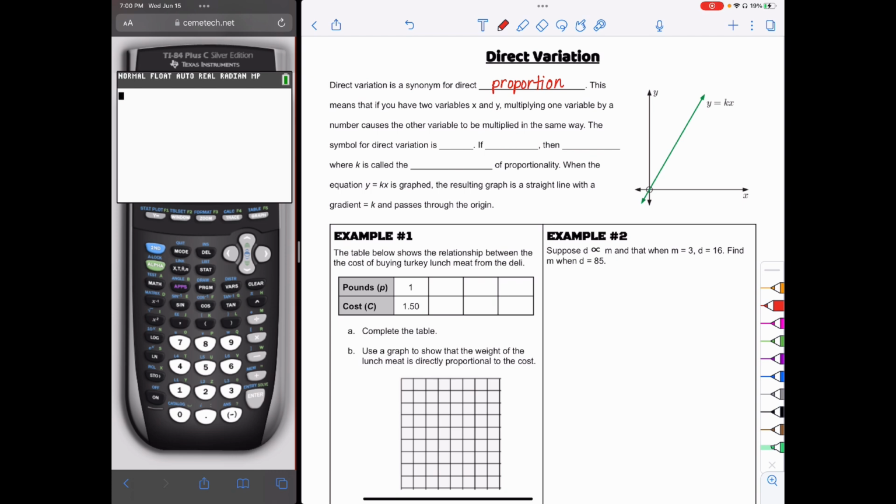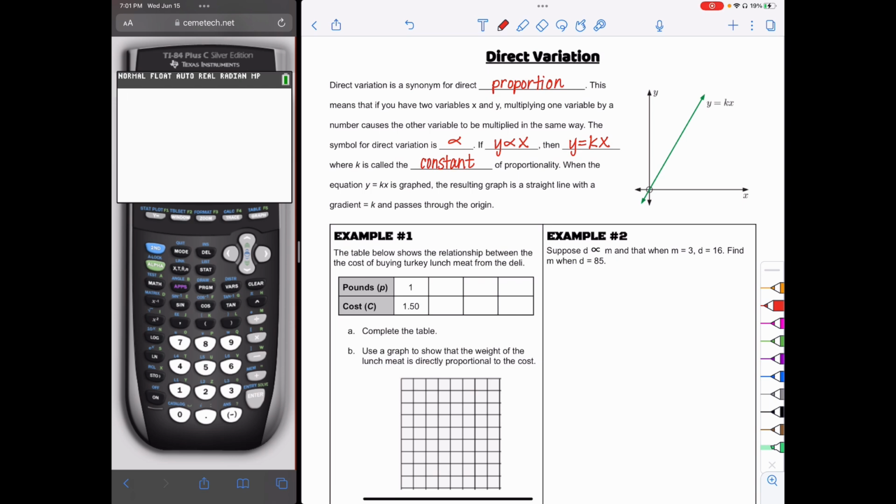The symbol for direct variation is the alpha symbol, and we normally say if y varies directly as x, then the resulting equation will be y is equal to k times x, where k is called the constant of proportionality. When the equation y is equal to k times x is graphed, the resulting graph is going to be a straight line with a gradient denoted as k, and it's going to pass through the origin or through (0, 0).